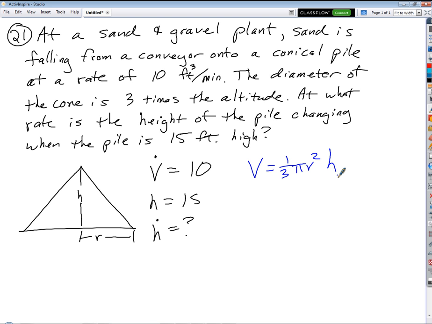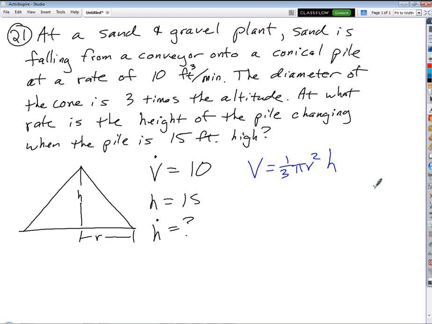Okay, what about that looks a little problematic? Everything. Variables. Tons of variables. Right, lots of variables. So we've got a V, we've got an R, and we've got an H. I wouldn't say problematic, but it makes it a little bit harder, because we've got 2 independent variables and 1 dependent variable, so 3 variables total.